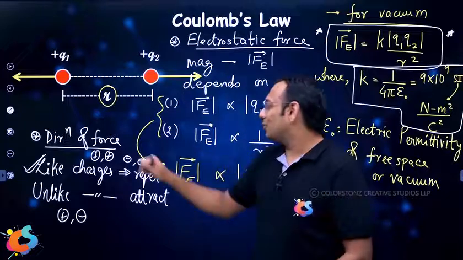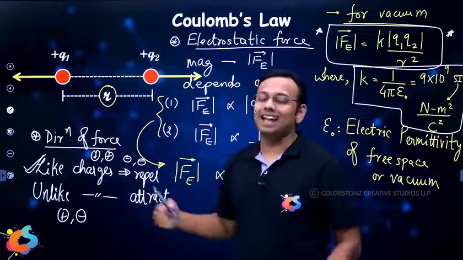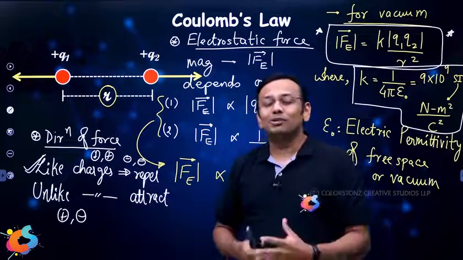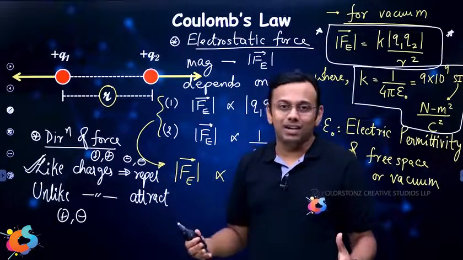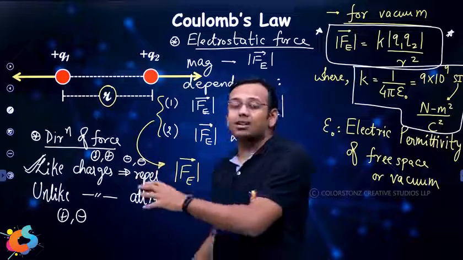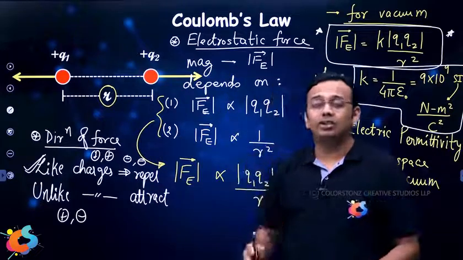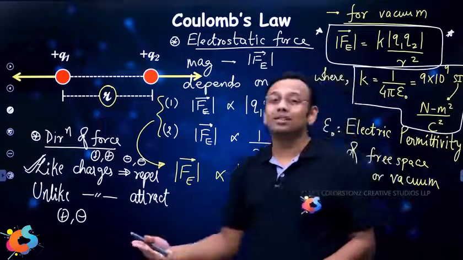In gravitation, obviously, I won't be able to make this analogy because in gravitation, we have only positive masses. There is no negative mass. So there is only a force of attraction in gravitation. There is no repulsive force.